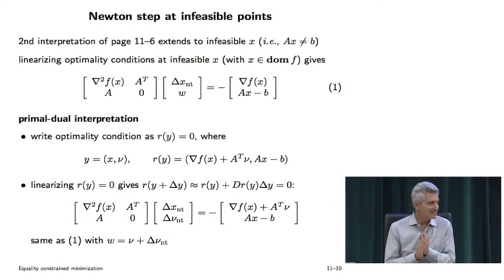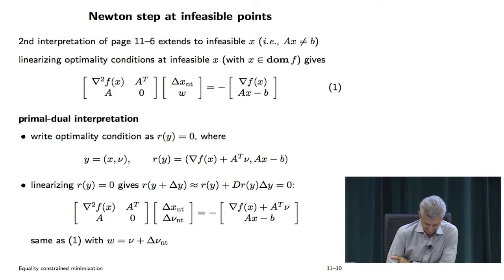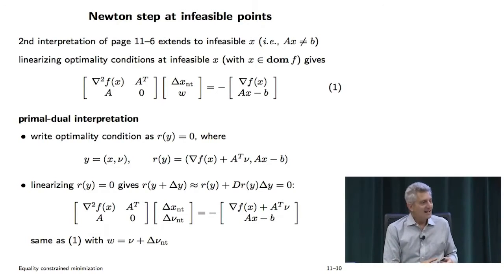Now we're going to talk about something that's different. And honestly, this is maybe the more useful one, and this is actually the more modern one. And it's actually probably more useful. So here it is. It's the idea of a Newton step at an infeasible point.